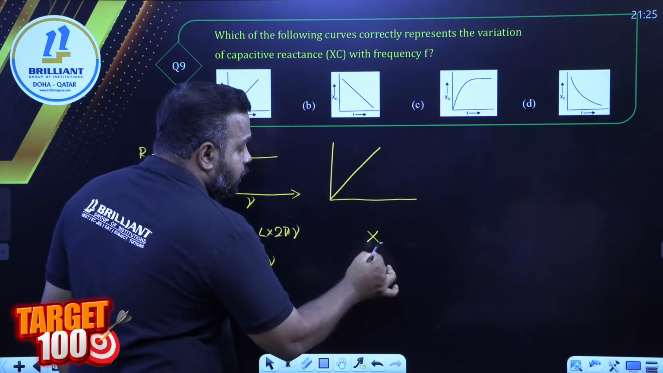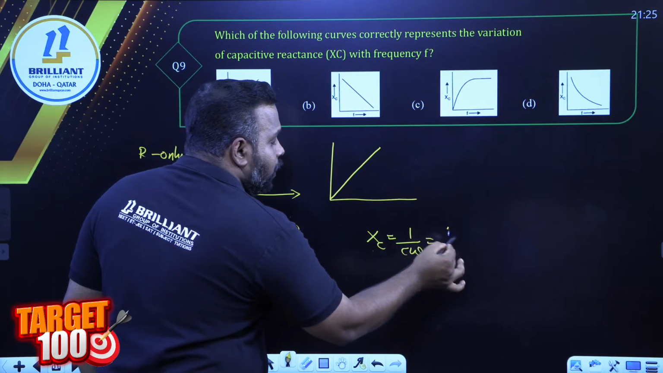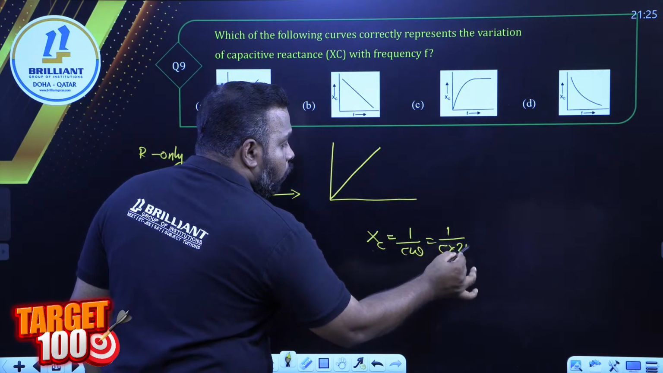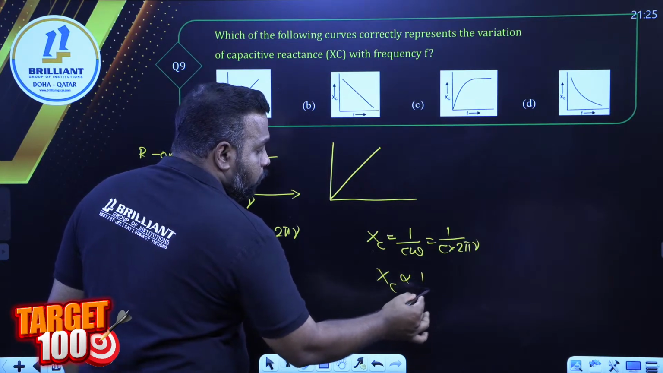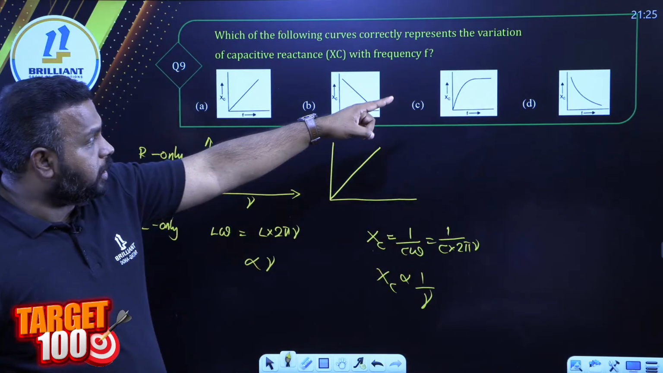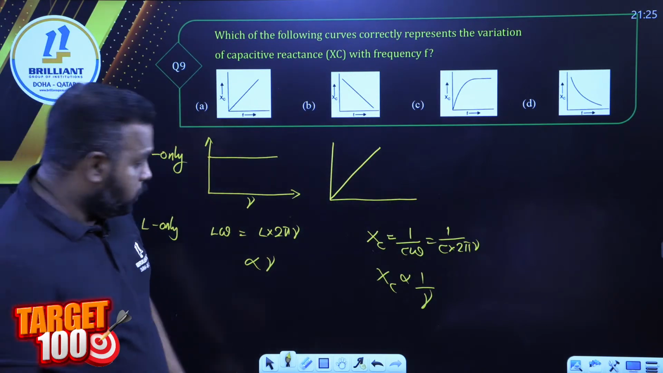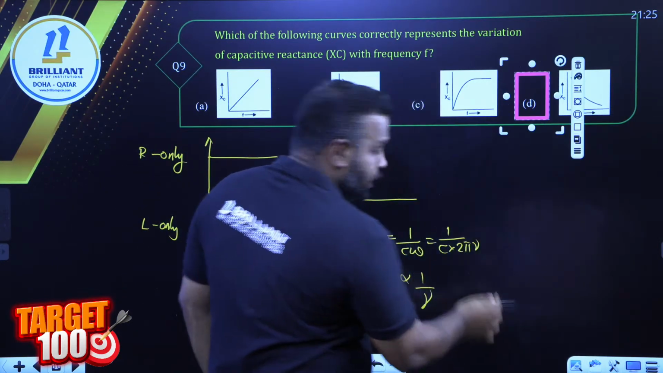What is capacitive reactance? Xc is equal to 1 by C omega, which is 1 by C into 2 pi nu. All of you know that from this, capacitive reactance is inversely proportional to the frequency. So inversely proportional relation, you can easily understand which graph is showing it. It is option D. D is our right answer.